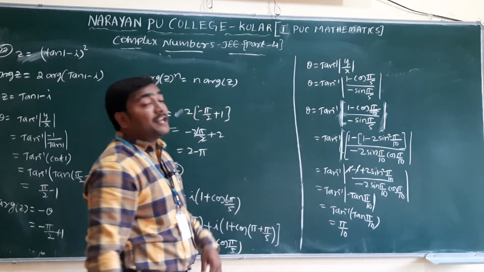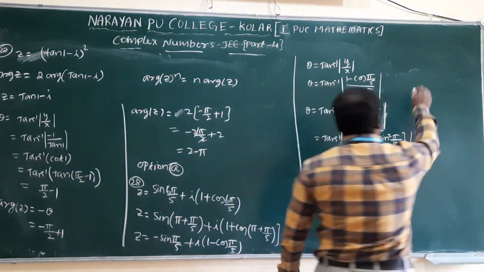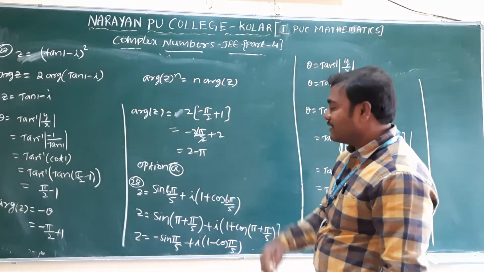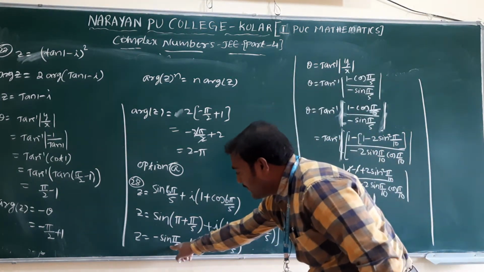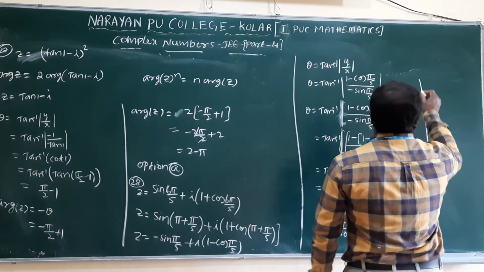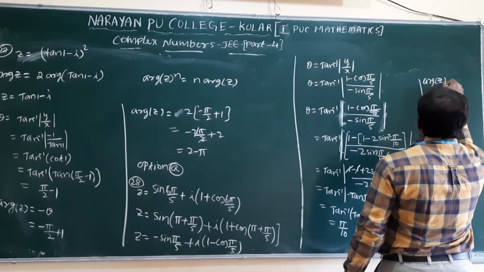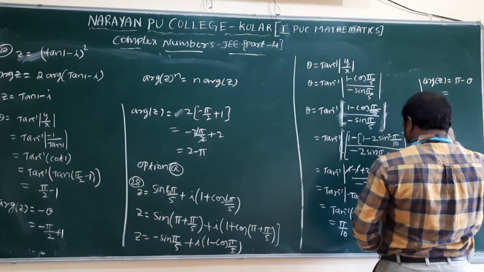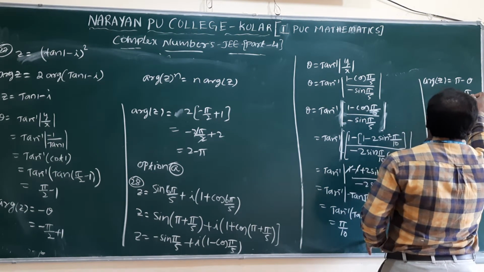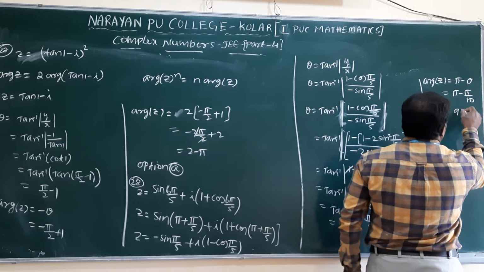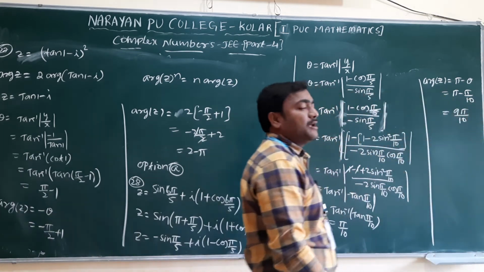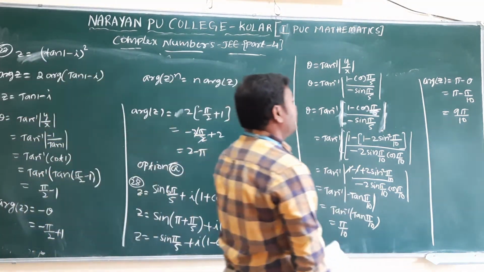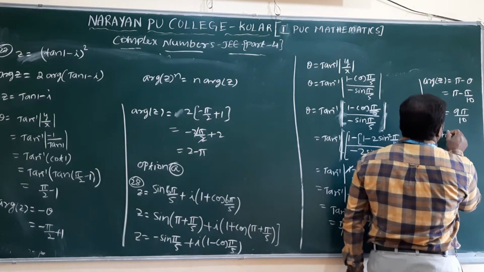But here we have to find the argument value. Observe that x is minus and y is plus, so it lies in the second quadrant, where the argument of z is π - θ. So π - π/10, taking the LCM, is (10π - π)/10 = 9π/10. Here option C is the correct option.